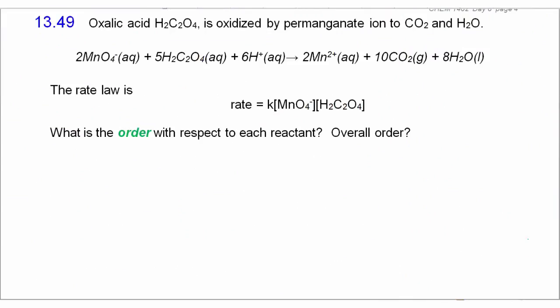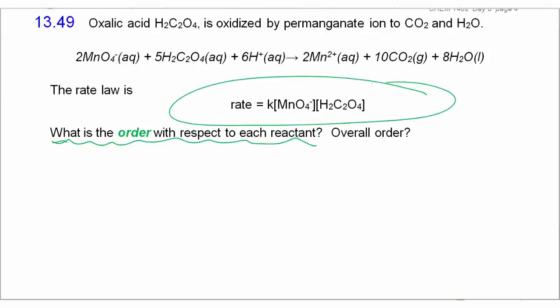Let's try a few of these problems. Oxalic acid is oxidized by permanganate ion to carbon dioxide and water. So they give us the reaction. And then they tell us the rate law. What is the order with respect to each reactant? This is almost a trick question because they told us the rate law. There's nothing for us to figure out. We just look at these numbers. What are these numbers here?